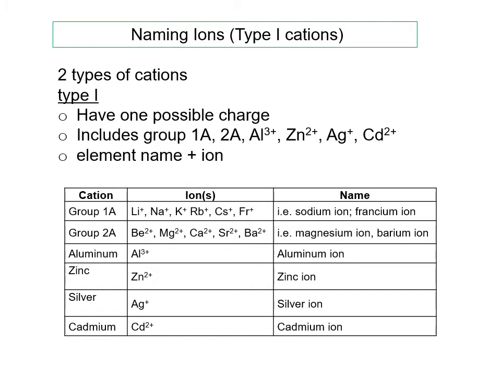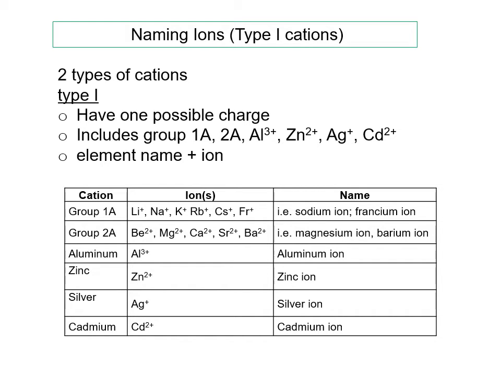All right, so now we're going to move on to naming cations. There are two different types of cations: type 1 cations and type 2 cations. We're going to start off with type 1 cations. Type 1 cations have one possible charge, and it's always the same charge, as opposed to type 2 cations, which we're going to look at next, which can actually have more than one charge.